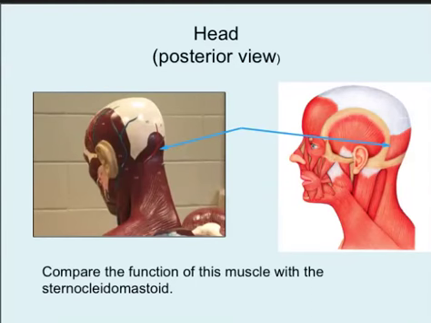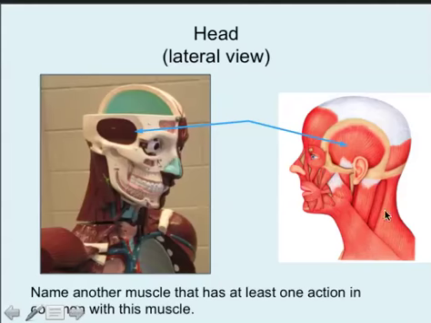Okay, and you can tell because here you have an attachment to the mastoid process and an attachment to the clavicle and scapula. When this muscle pulls, it's going to pull the head back. Okay. Name another muscle that has at least one action in common with this muscle. Well, this is the temporalis muscle. And it acts along with the masseter and helps you to chew. Okay, there's the masseter, there's the temporalis. And again, the temporalis muscle is named for the bone it lies on top of, which is the temporal bone.